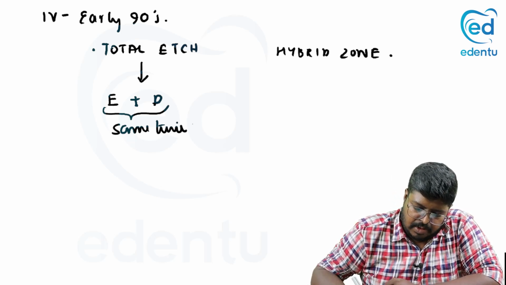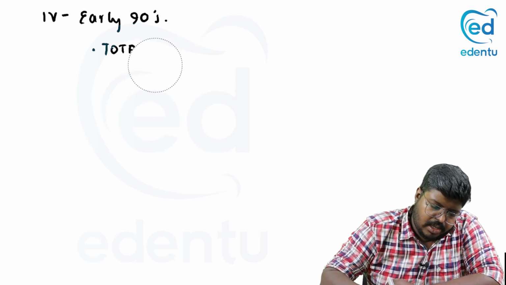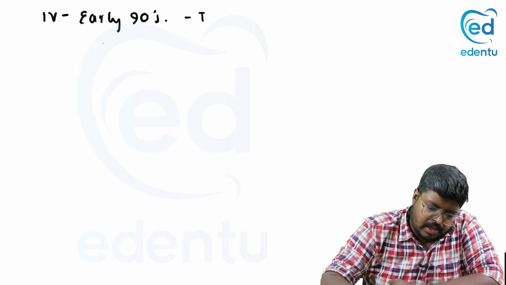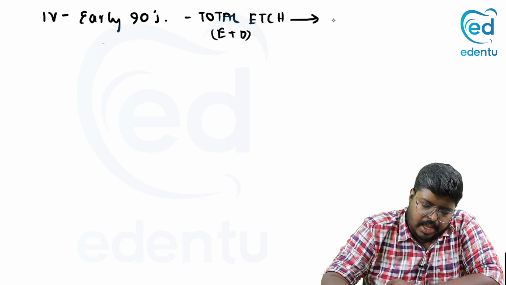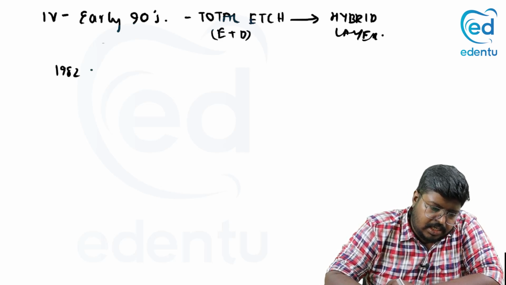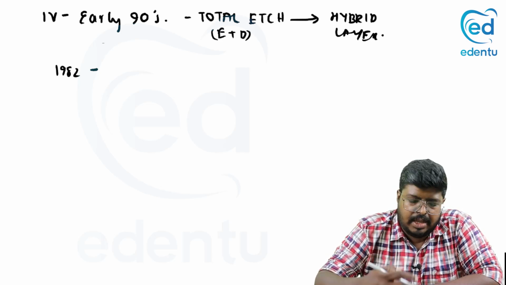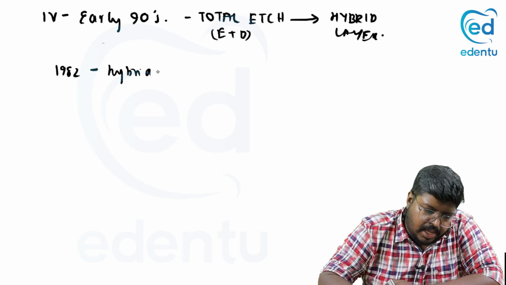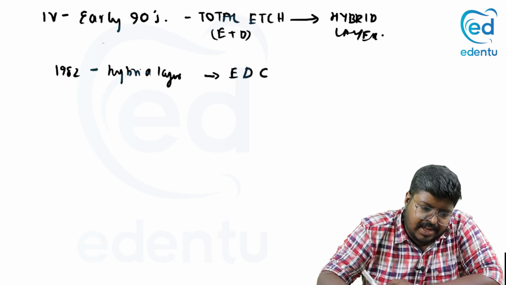The second thing was the discovery of the hybrid zone. So, the first one was the total etch technique, where the enamel and the dentine were etched together, and later the significance was with the formation of the hybrid layer. Now, what was this? In 1982, Nakabayashi and Fusayama reported the formation of a hybrid layer. The hybrid layer was defined as the structure between enamel, dentin, and cementum.